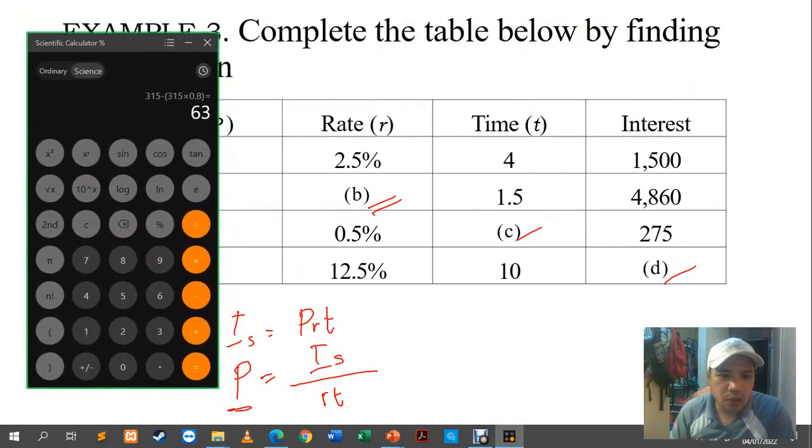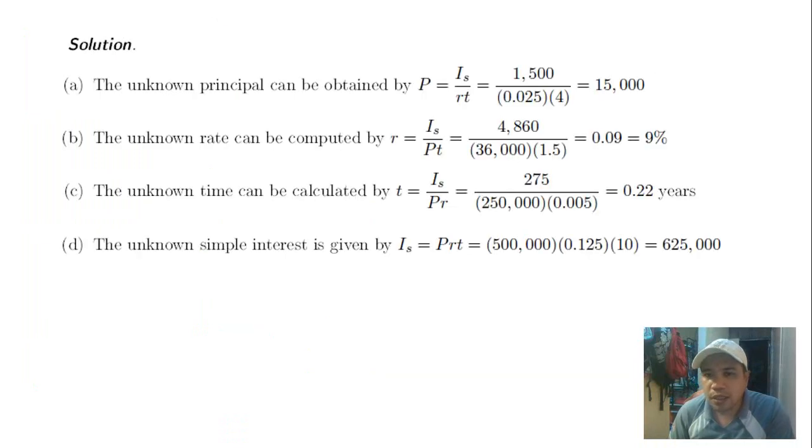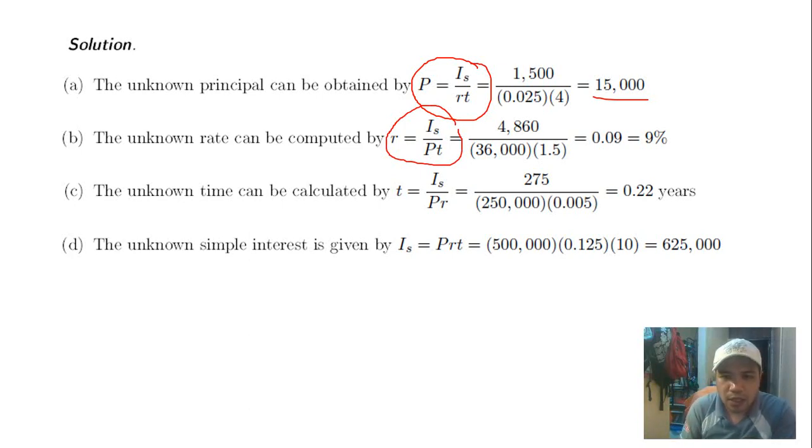Interest is 1,500, divided by, let's put parentheses, RT. Our R is 2.5%, 1, 2, so 0.025. 0.025 times 4. That should give us 15,000. So, let's check. Next page. There, 15,000. So, this is what we get if we derive the formula from the original formula, which is IS is equal to PRT.